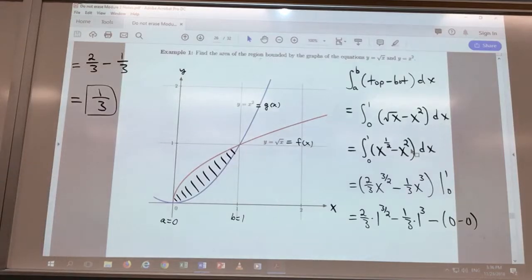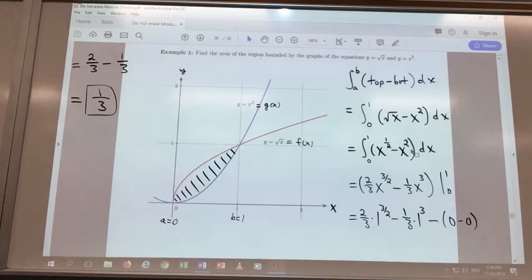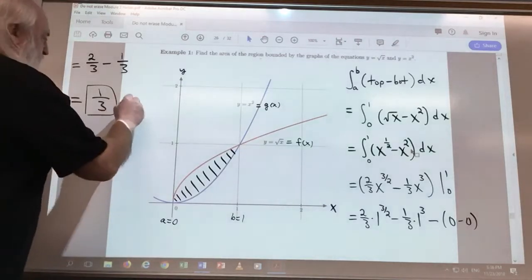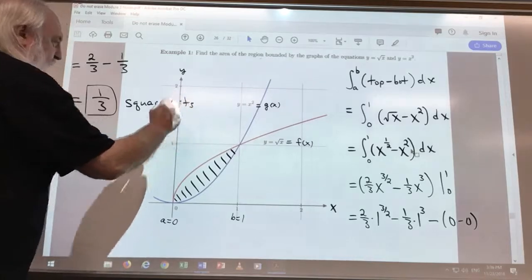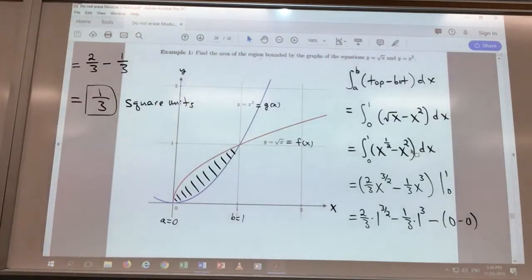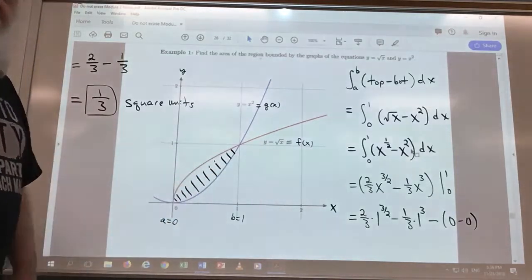So the area, the black shaded area, is 1/3 square units. We're not given the units, but you know that area is units squared. And we're done. That is the size of the shaded area in black.